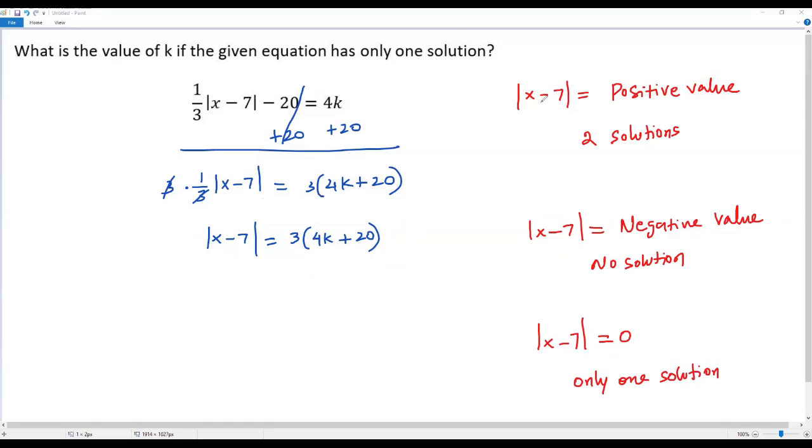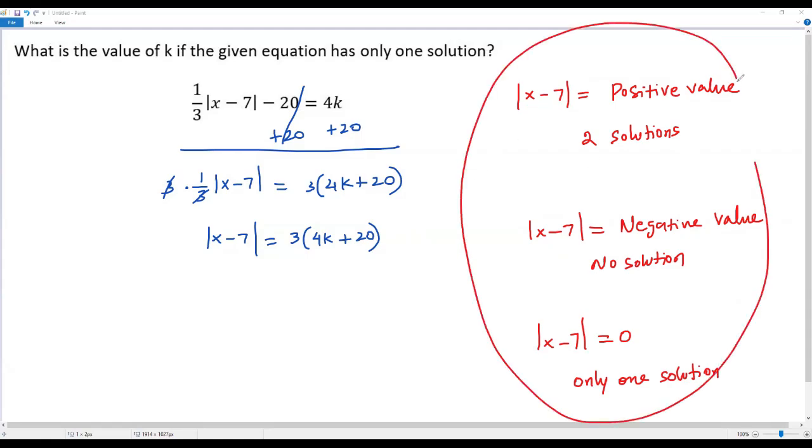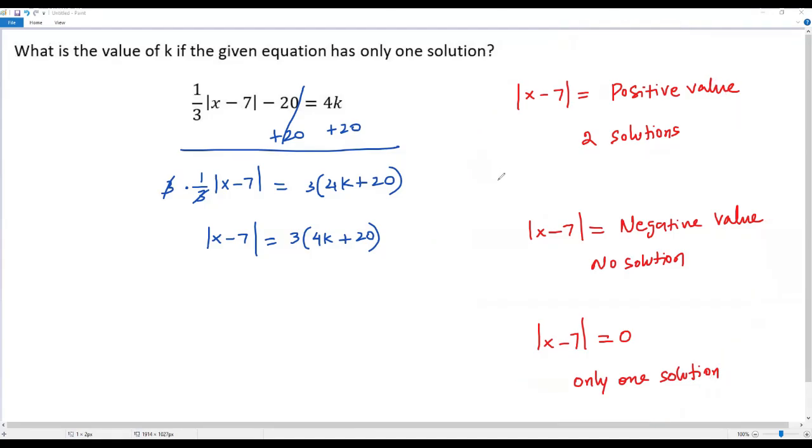Please remember, the cases I've explained here will be applicable only if you have a linear expression inside the absolute value. In case you have a quadratic expression or some other expression, the cases which I have explained over here are not applicable.